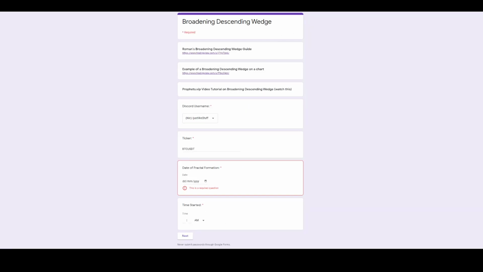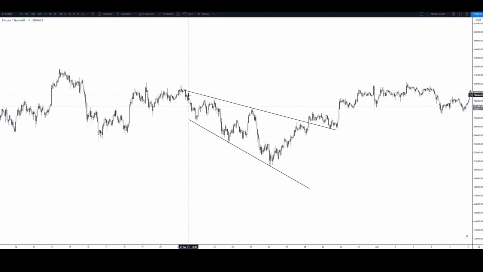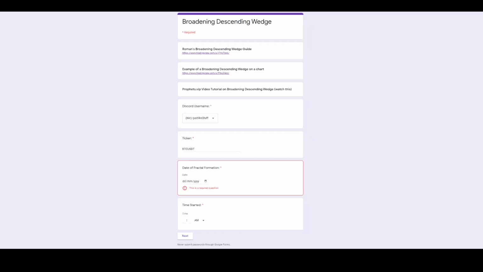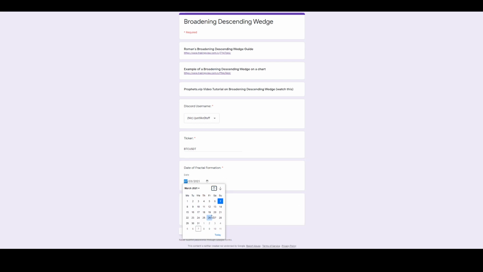Alright, so we choose the date of the fractal. Come back to our fractal. Where are we? Start date, roughly 21st of March this year. And close both of those real quick. Cool. We come over here and we just go back a month and choose 21. Right, and then time started right now, just 10:30 p.m. Alright, next.